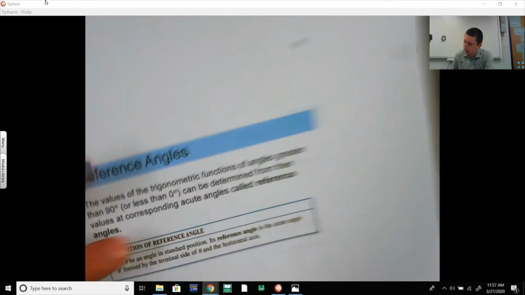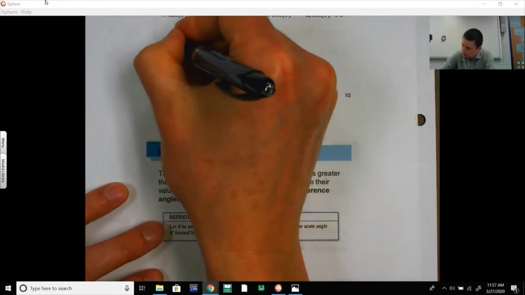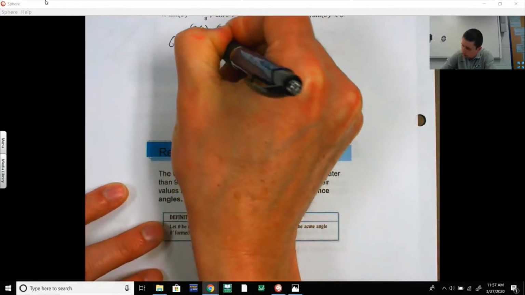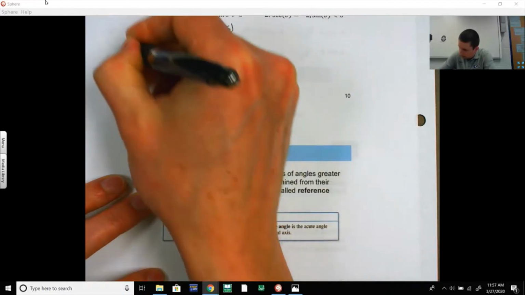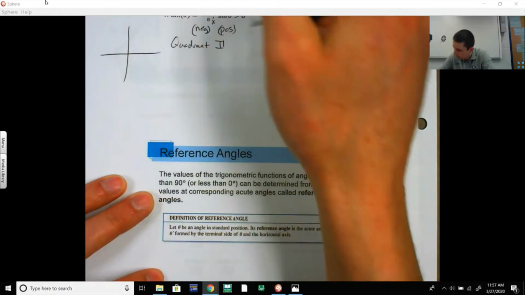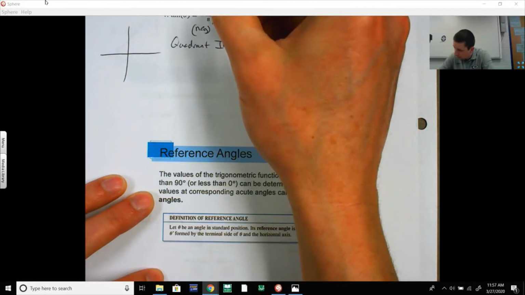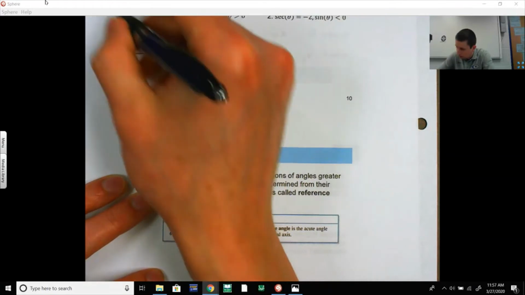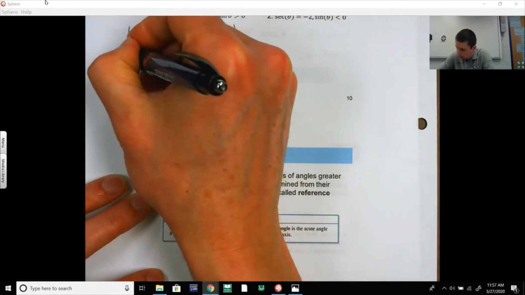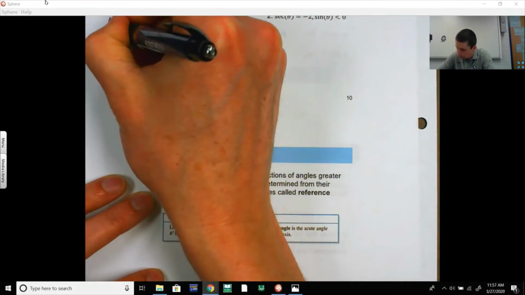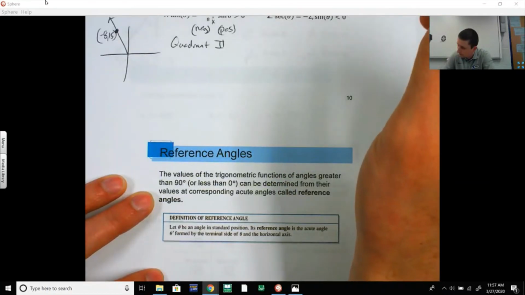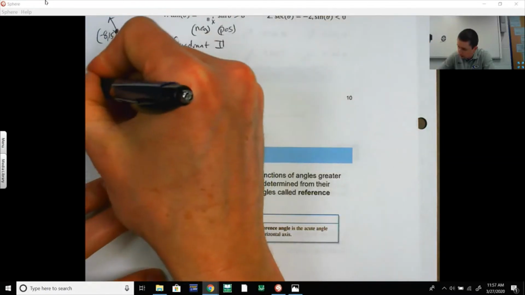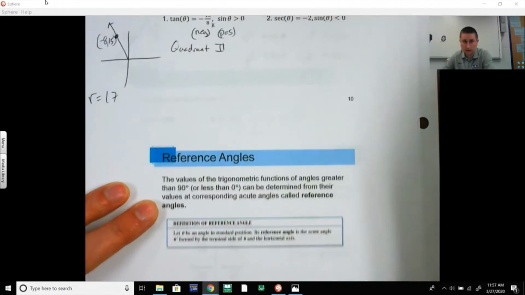Okay, so we have to be here in quadrant 2. So tangent is y over x. When I draw my diagram, y has to be 15 and x has to be -8, because I have to be in quadrant 2. So I have to be right there, -8/15. From that, now you can get your radius. You know your radius is going to be 17.